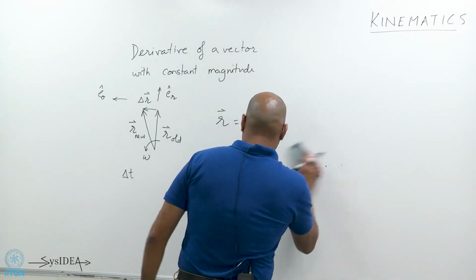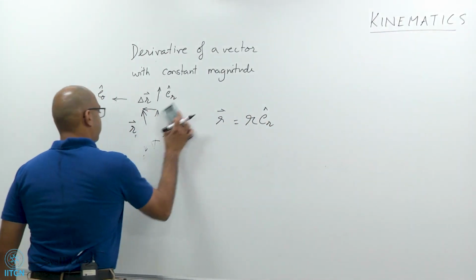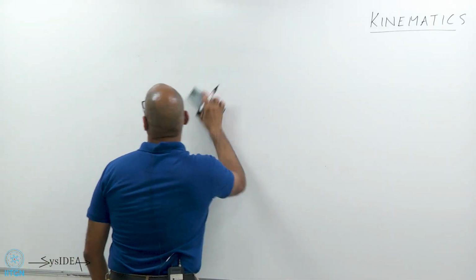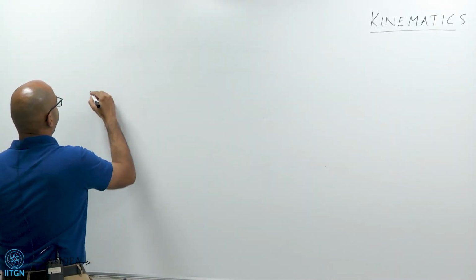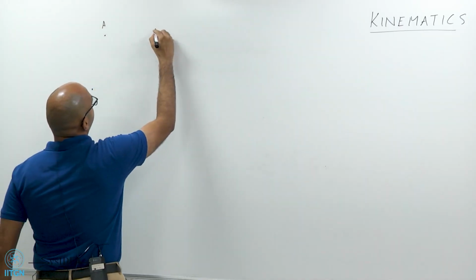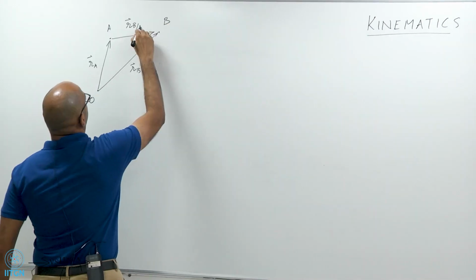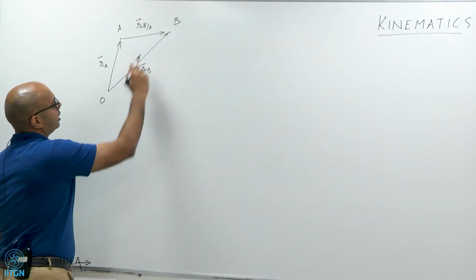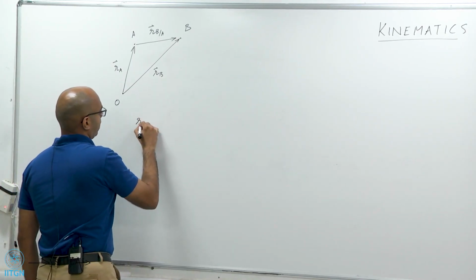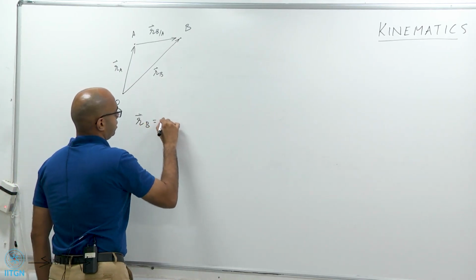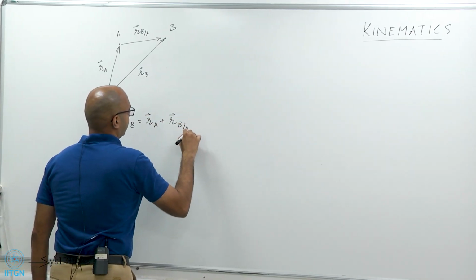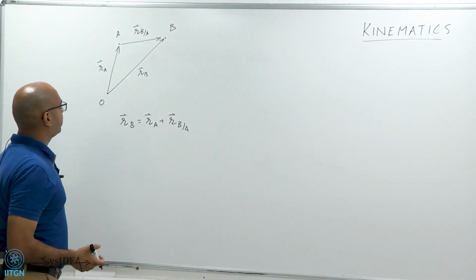Okay, now let's take this forward and use this to develop kinematics equations. First, let me consider an origin O and let's say 2 points A and B. So, I have the position vector of A, position vector of B, and I have this position vector of B relative to A. So, I can write RB is equal to RA plus RB with respect to A. Now, this is just a vector addition.